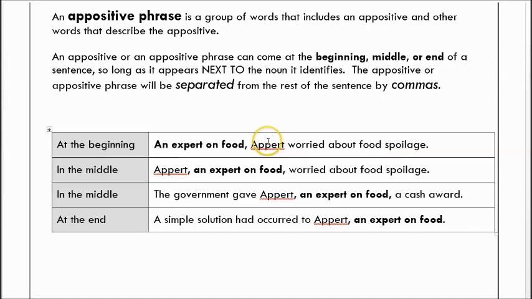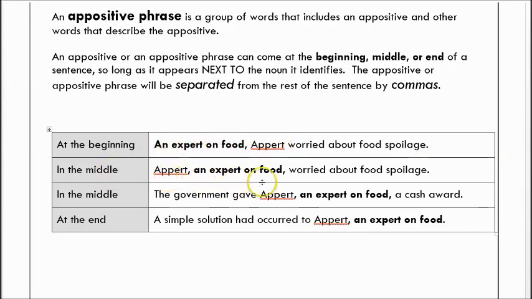It's still right next to the noun it's modifying, but it's coming at the beginning of the sentence, set off with one comma between the phrase and Appert, okay? In this case, we have it starting with an article, which is attached to expert, which is our appositive noun. Then we have the prepositional phrase on food modifying expert as well, and then the whole phrase would modify Appert.